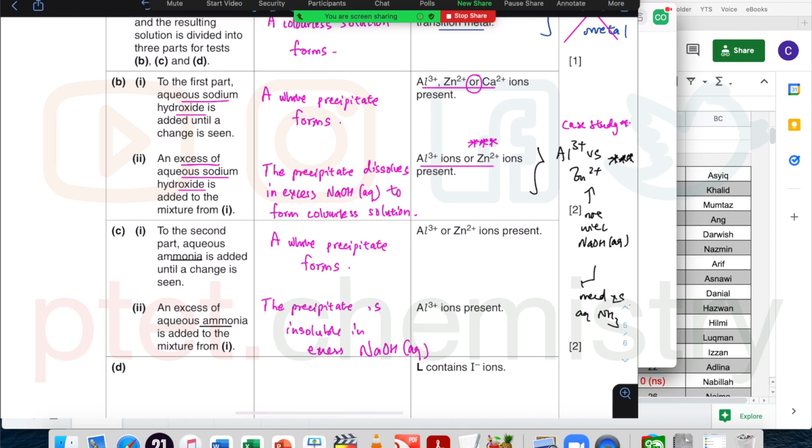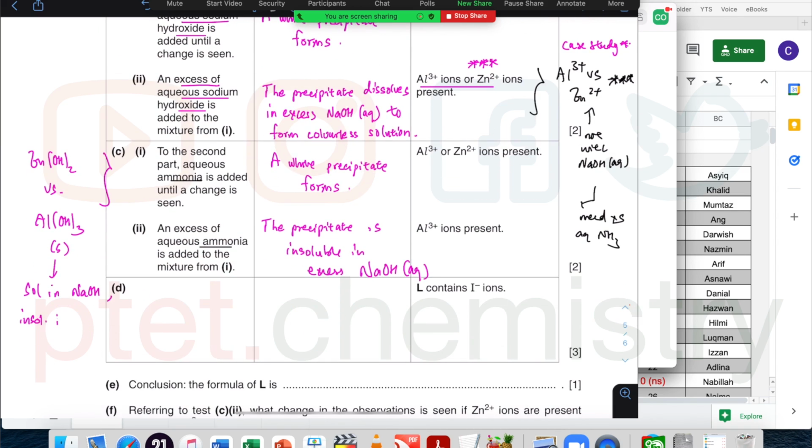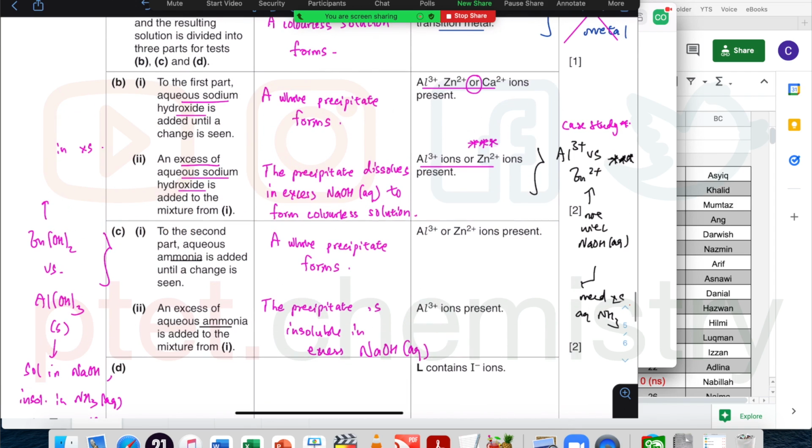When you form the white precipitate, you need to be very careful. This is what you have already. This is your white precipitate versus the Al(OH)3. This is your precipitate. This is soluble in NaOH aqueous. This is insoluble in NH3 aqueous excess. All right, but zinc 2+ is insoluble in excess. Oops, sorry, soluble. Did I say soluble or insoluble?